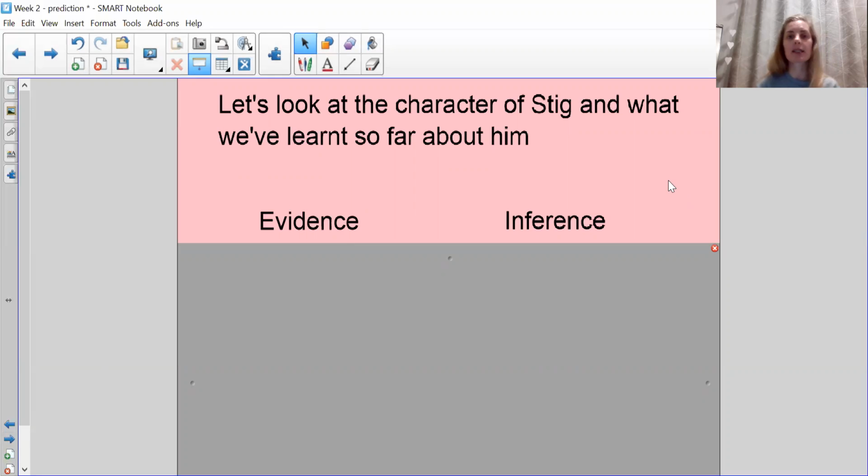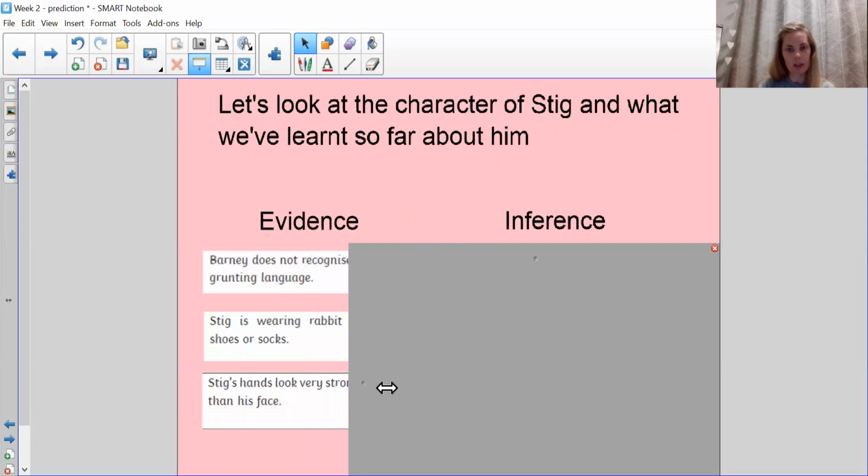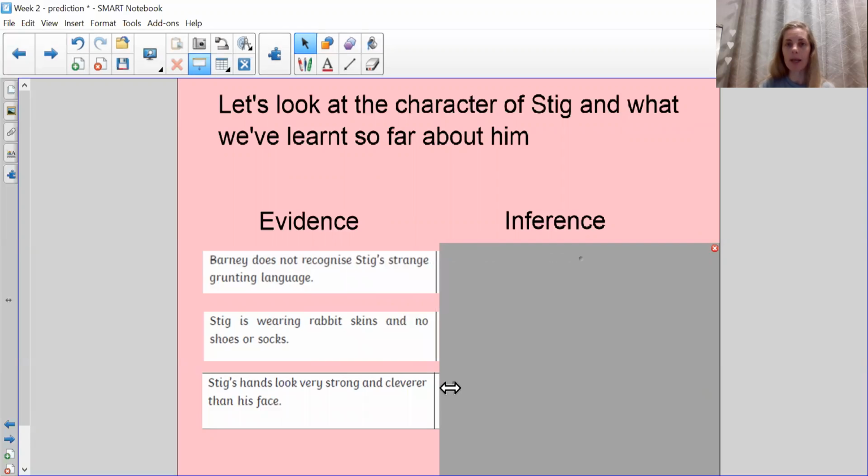The two main characters, Stig and Barney, that we've learned so far have got a lot of information about us, and they're giving us a picture of what they are like. So I would like you to have a think about the evidence that they provided about Stig and what this can tell us about him. We're going to look at these three questions. If you need a pen and paper, go and grab one. If you need to pause the video, please do so. We're going to look at these three questions and just jot down your ideas.